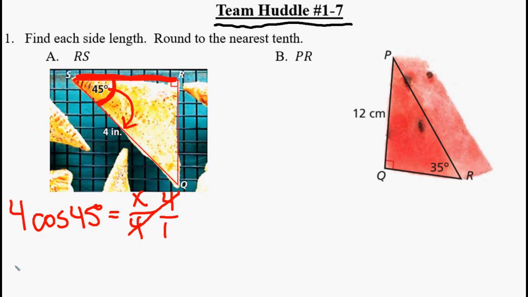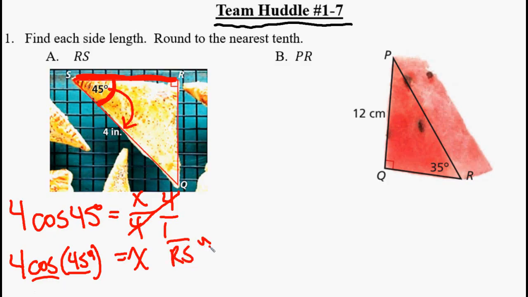So over here, we're going to have 4 times the cos of 45 degrees is equal to x. And then we punch that in the calculator, 45 cos, multiply by 4. We get RS, the missing side, is about 2.8.